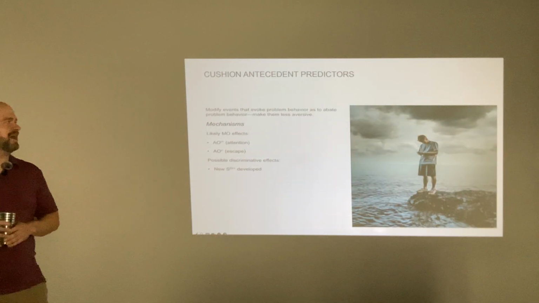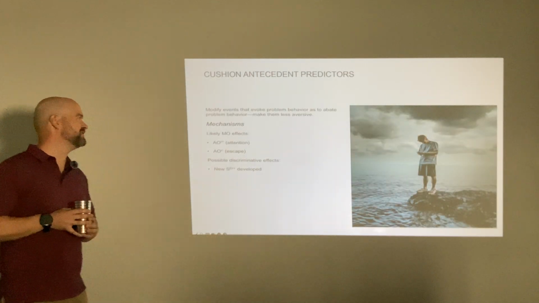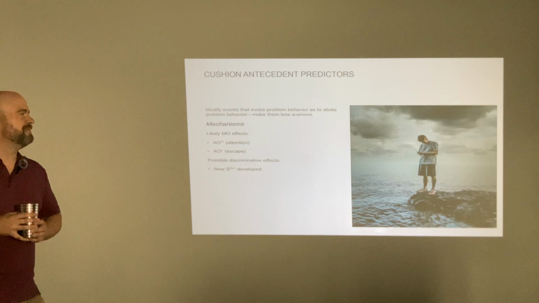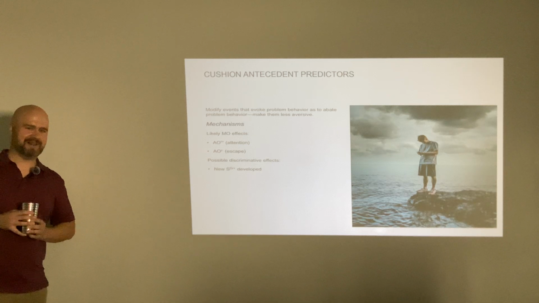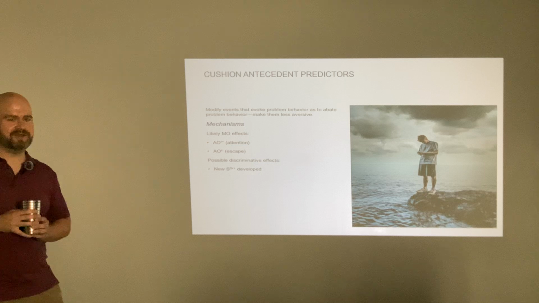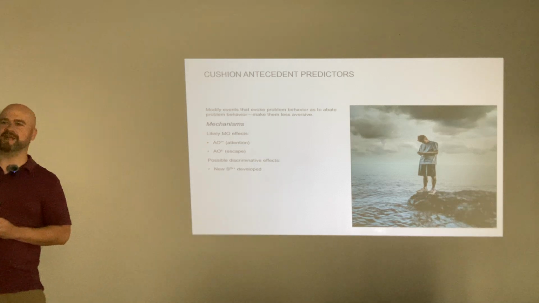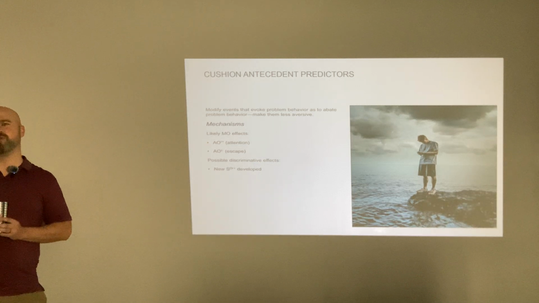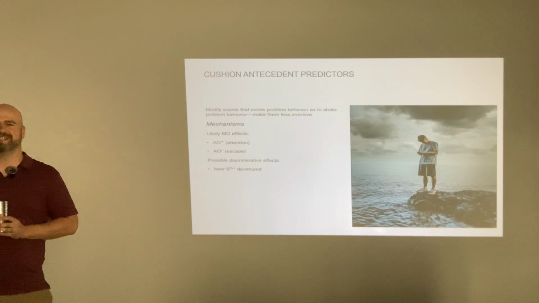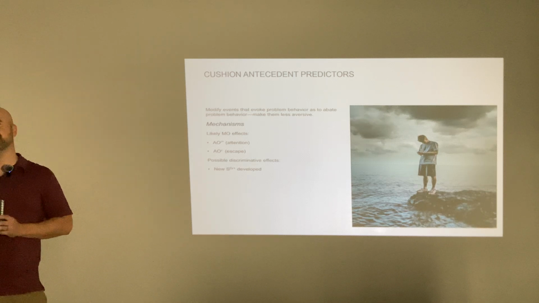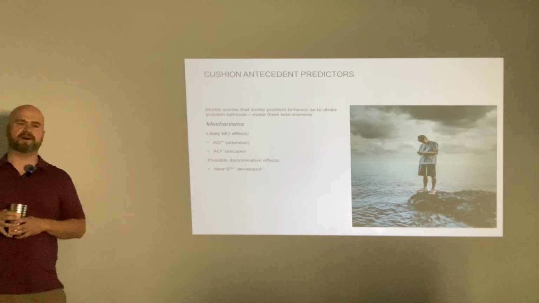Cushioning antecedent predictors. Modify events that evoke problem behaviors so as to abate problem behaviors. Make them less aversive. A lot of times when we're asking our VIPs to do things, we might make it more enjoyable to them. We might make it more fun to engage in this activity. What are ways that you guys make chores more fun for yourselves?